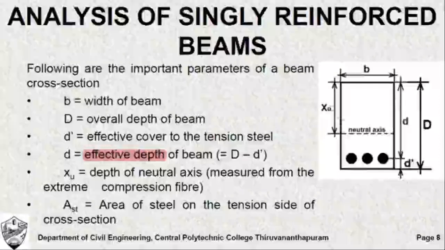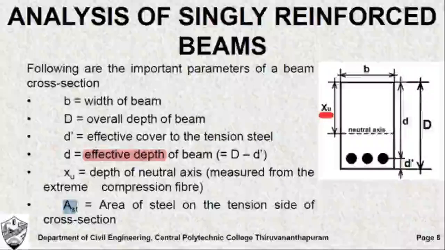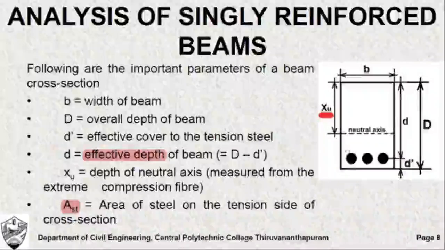And you have xu, which we have already defined. It is the depth of neutral axis measured from the extreme compression fiber. What about Ast? That is another important factor. It is the cross-sectional area of the steel on the tension side. The area of steel which we see in this cross-section is the Ast.